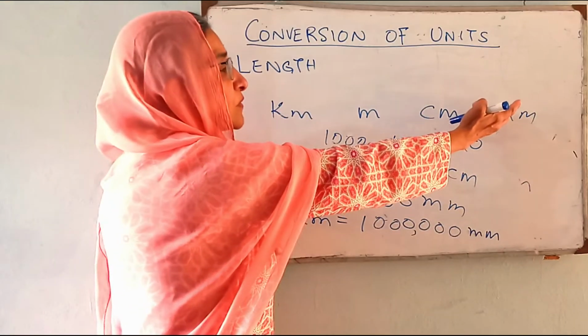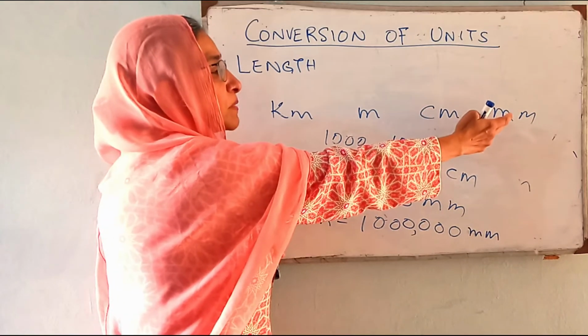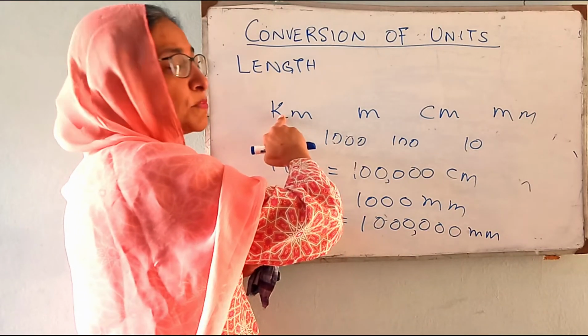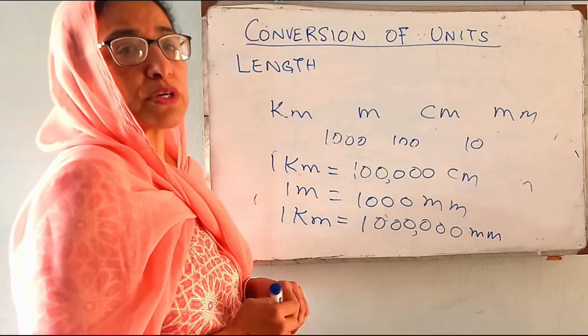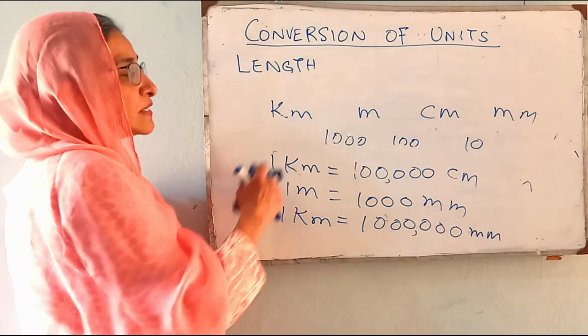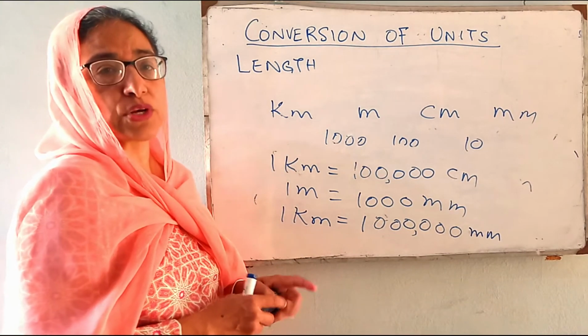But if you have to convert the opposite way, millimeter into kilometer, that means a smaller unit into a bigger unit, you are going to divide it. These are the units related to length.